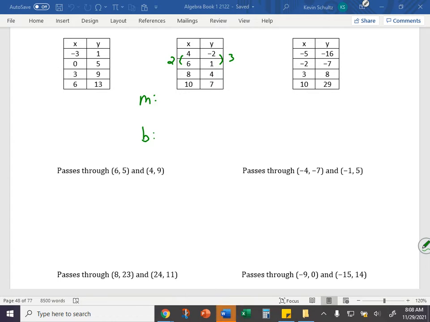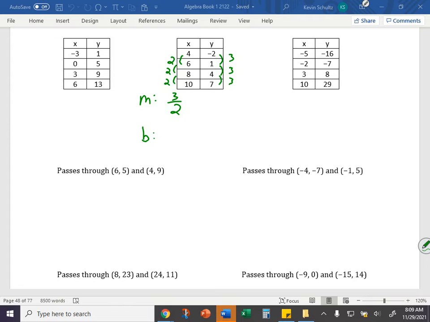Okay? If we go down, the change from 1 to 4 is up 3, 6 to 8 is up 2, 4 to 7 is up 3, 8 to 10 is up 2. Right? So the slope of this line is going to be what? 3 over 2. Okay? Change in y over change in x.